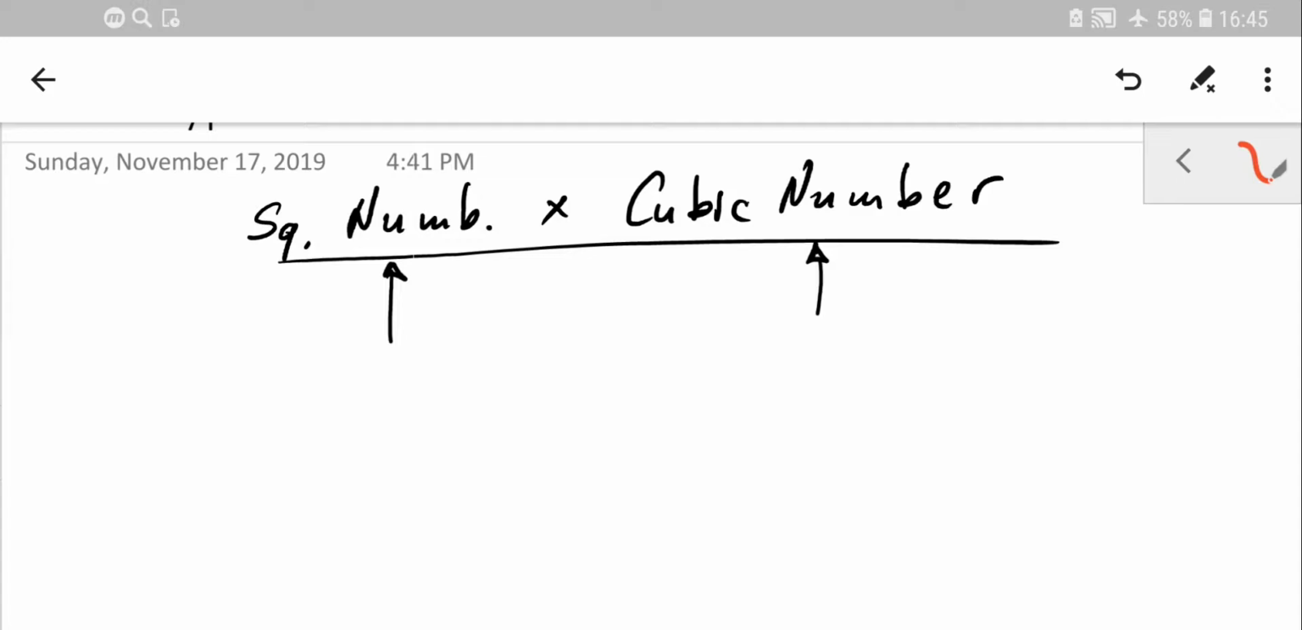In this case, the square number might be, let's say, 1 squared, because 1 is a square number, so the result is 1. And for the cubic number, we can take 1 cubed, which will also give us 1. So in this case, if we multiply them, we get both a square number and a cubic number, because 1 is both square and cubic.